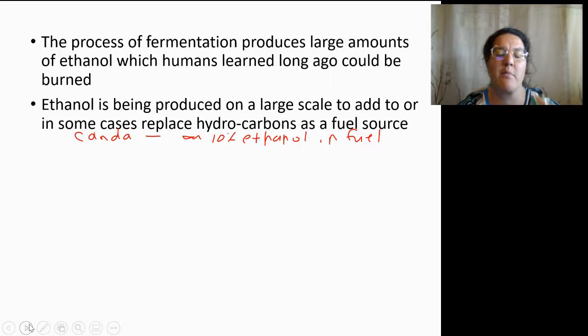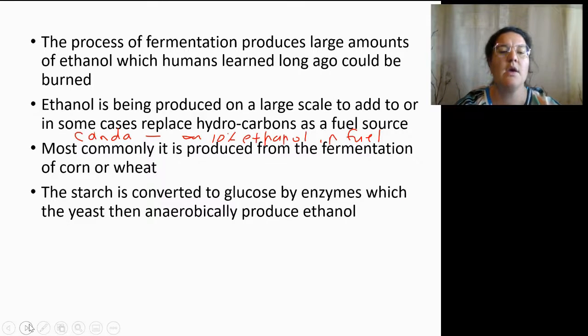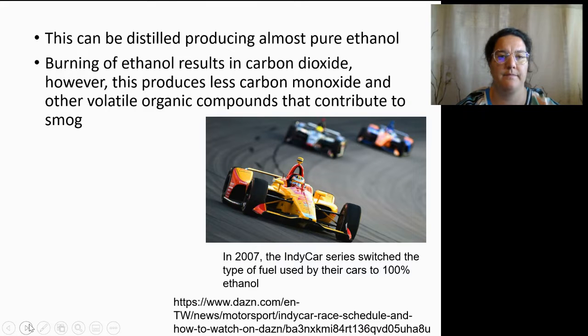In Canada, about 10% of our gasoline is ethanol, commonly produced from corn or wheat. The starch in corn or wheat is converted to glucose by enzymes, and then yeast is used to anaerobically produce the ethanol. This can be distilled, producing almost pure ethanol, which does result in carbon dioxide. However, it produces less carbon monoxide and other volatile organic compounds that contribute to smog, so it is a cleaner fuel than straight gasoline.